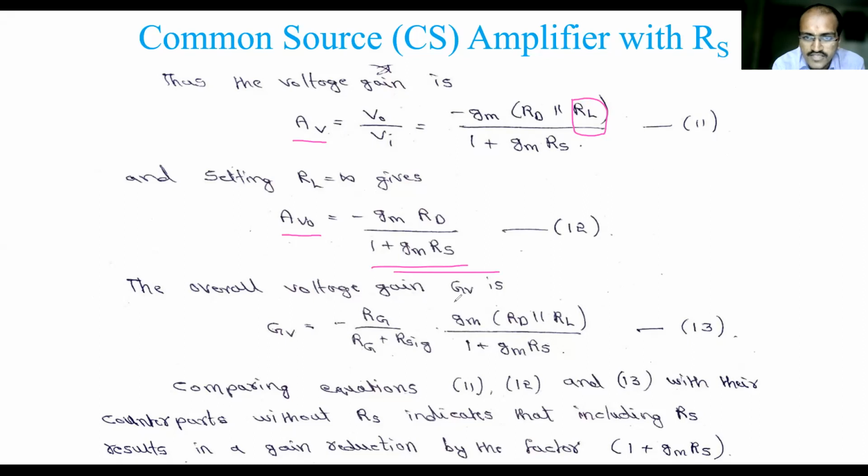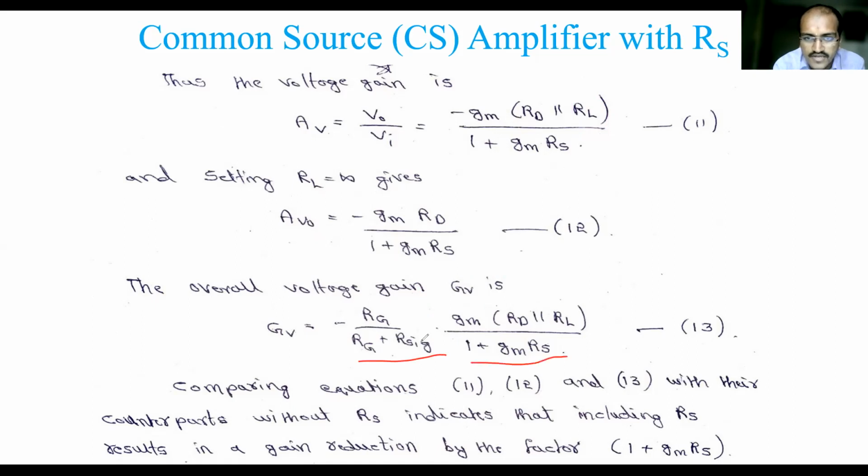Similarly, the overall voltage gain GV is given as a relation from output to the signal: RG by RG plus R signal into AV. What is AV? AV is equation 11, substituted here. So minus RG by RG plus R signal into GM RD parallel to RL divided by 1 plus GM RS, with the minus sign because of AV.